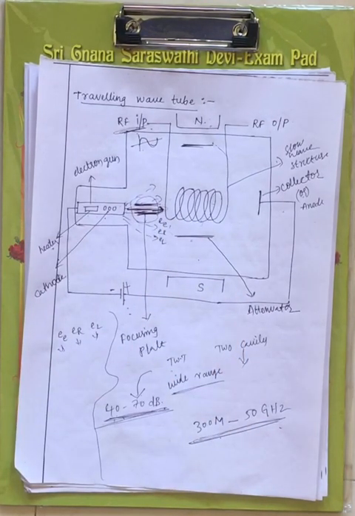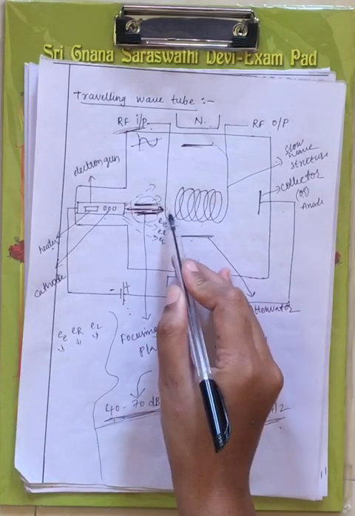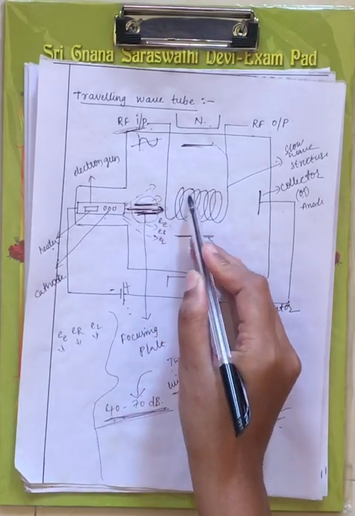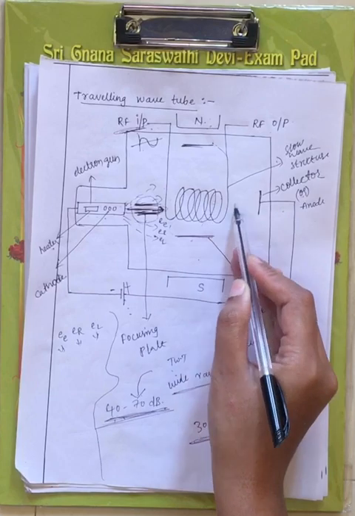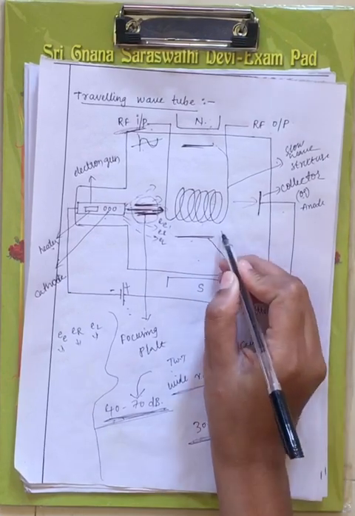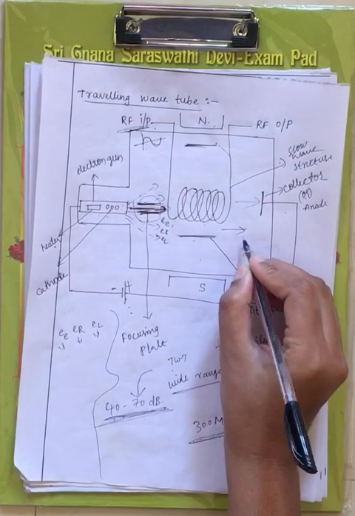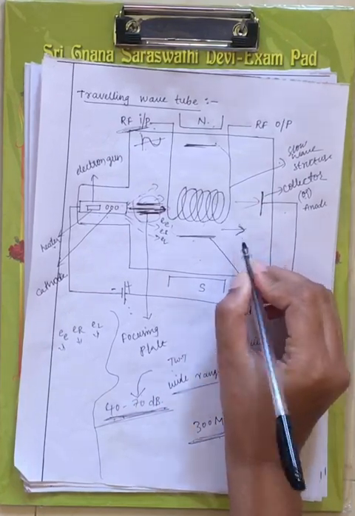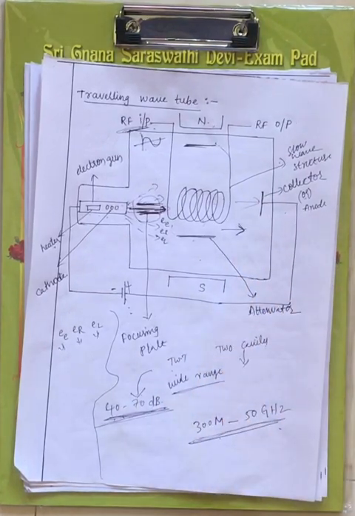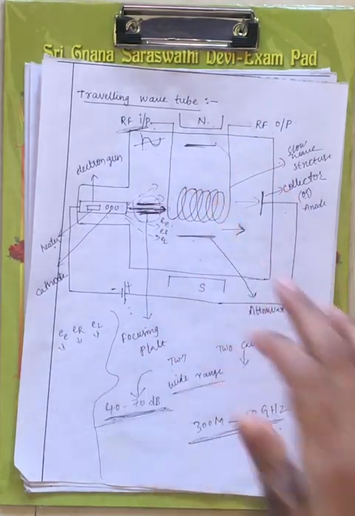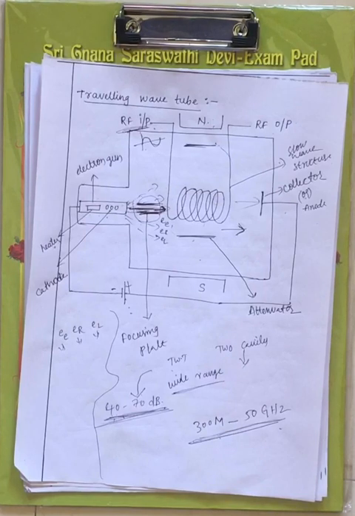Now this beam of electrons will travel towards the anode, along the slow wave structure, and the velocity or direction of the electrons will be in this direction, right? Now the magnets are kept here. You have a magnet, and that will generate the magnetic field. Using that magnetic field only you will amplify the signal, right?